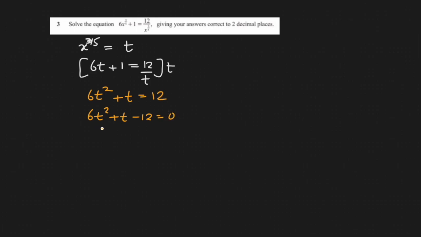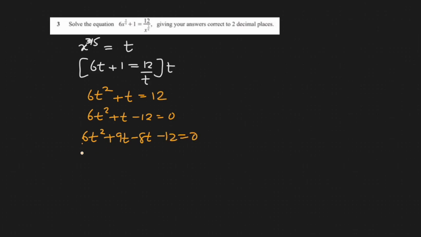Okay, now we need to factorize this one to get values of t. I will use splitting the middle term. You can use a calculator or quadratic formula. So 6 times 12 is 72, minus 72, I want plus 1. So 9 and 8 can work. So plus 9t minus 8t minus 12 equal to 0.